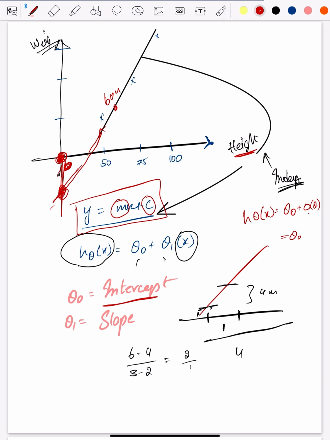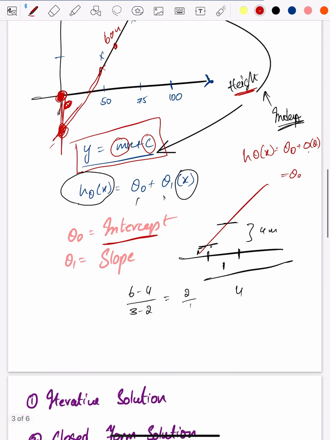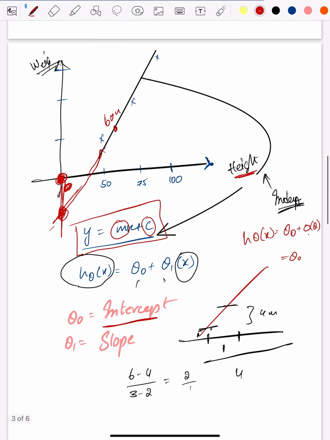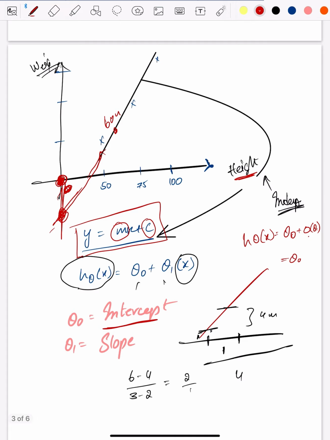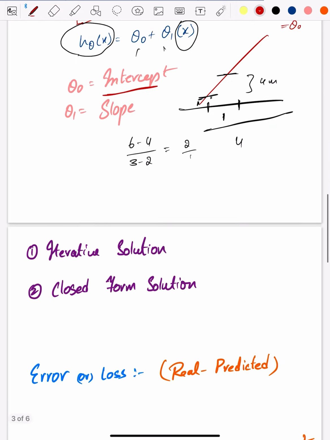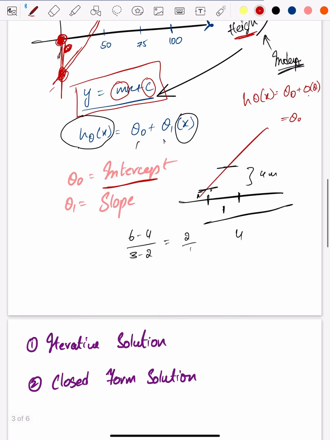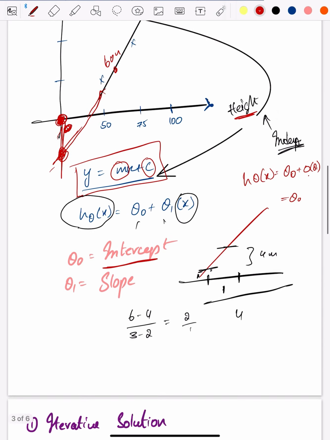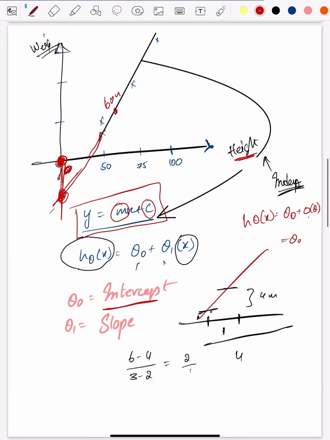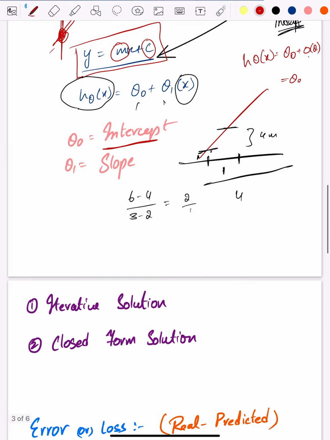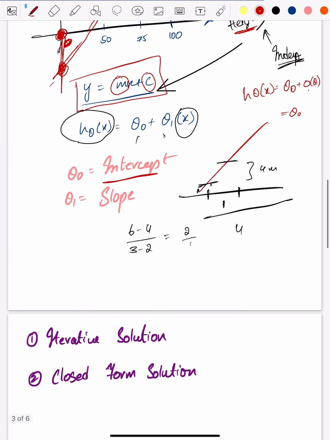So now our objective is to find what is theta 1, how to find this slope, how to fit this straight line. So there are basically two approaches in solving this parameter. This is called a parameter. Theta 1 is called weight of the equation. So we are gonna find that.